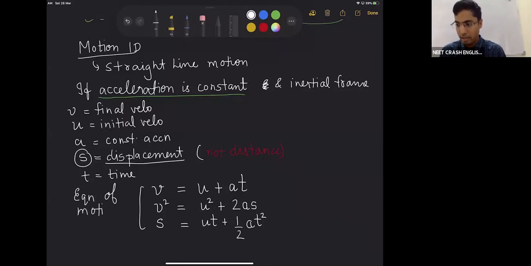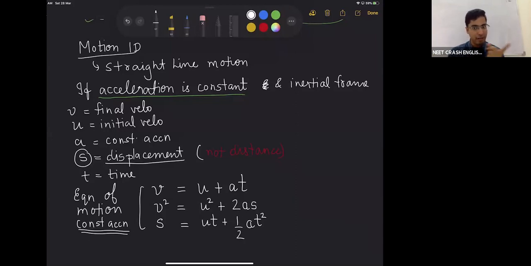But remember, this is valid only if there is constant acceleration. Do not use these equations if the acceleration is not constant. So whenever you want to find out displacement, speed, velocity, time taken, if acceleration is constant, this is what we will use. We will now see applications of some of these.